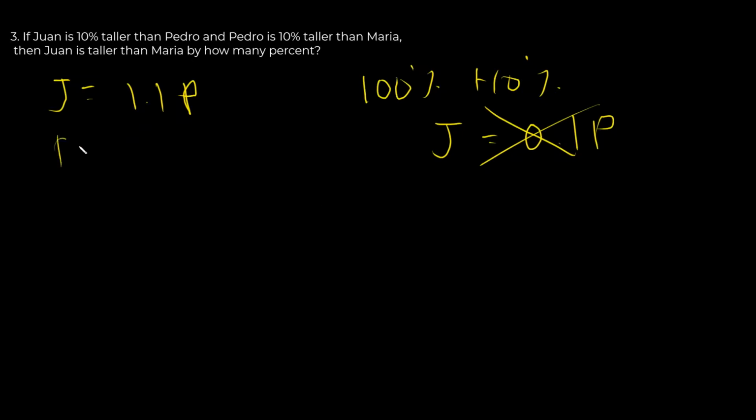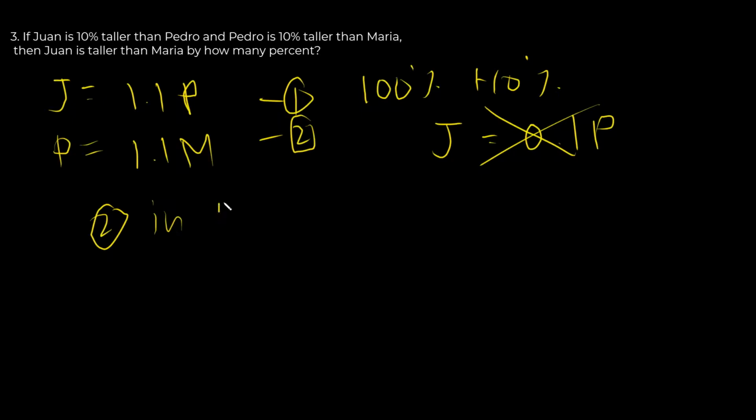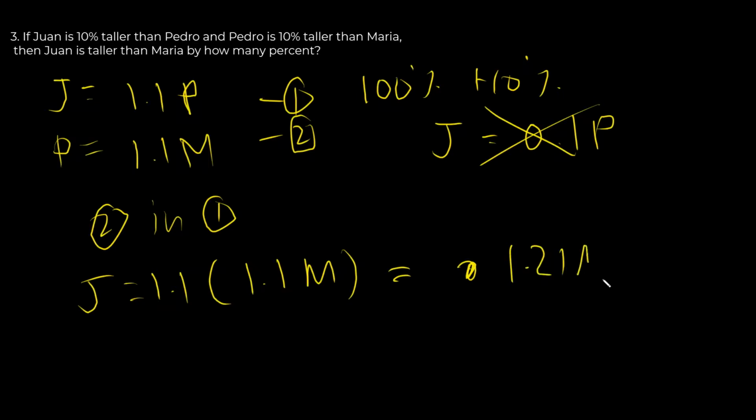Then, again, si Pedro is 10% taller sa Maria, so that is 1.1m. So, equation 1, equation 2. Ang question is, Juan is taller than Maria by how many percent? So, substitute equation 2 sa equation 1, that is J is equal to 1.1 times 1.1m. That is equal to 1.21m or 21%.